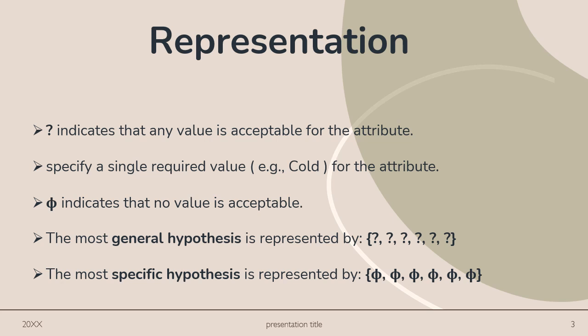And we can see the representation of the most general hypothesis and the most specific hypothesis. The most general hypothesis is specified by question marks and the most specific hypothesis is specified by phi. The number of question marks inside the curly braces will depend upon the number of attributes given in the training data set. This is about the representation of the hypothesis for the Find-S algorithm in machine learning.